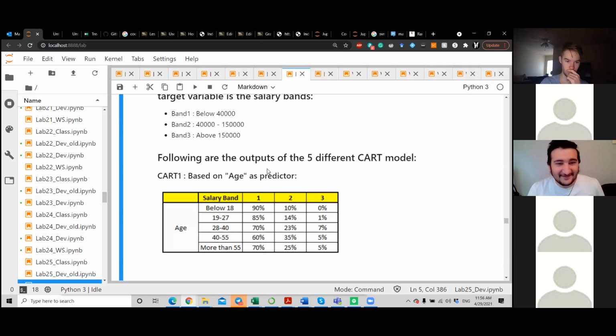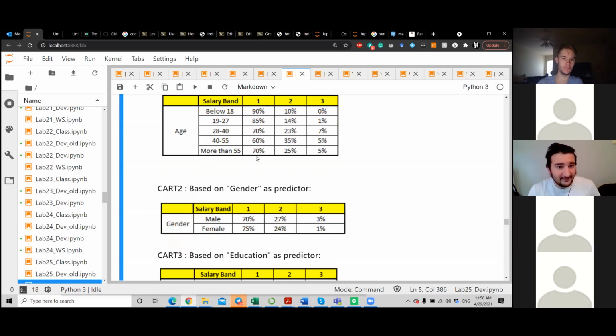Anyway, so for age 19 to 27, we have these probabilities and shares for each of our age groups. This is the outcome of our first tree. Our second tree does the same thing based on gender. We know that 70% of males belong to the first salary band, 27% of them belong to the second salary band, and 3% of them belong to the third salary band. And we also have the percentage for females.